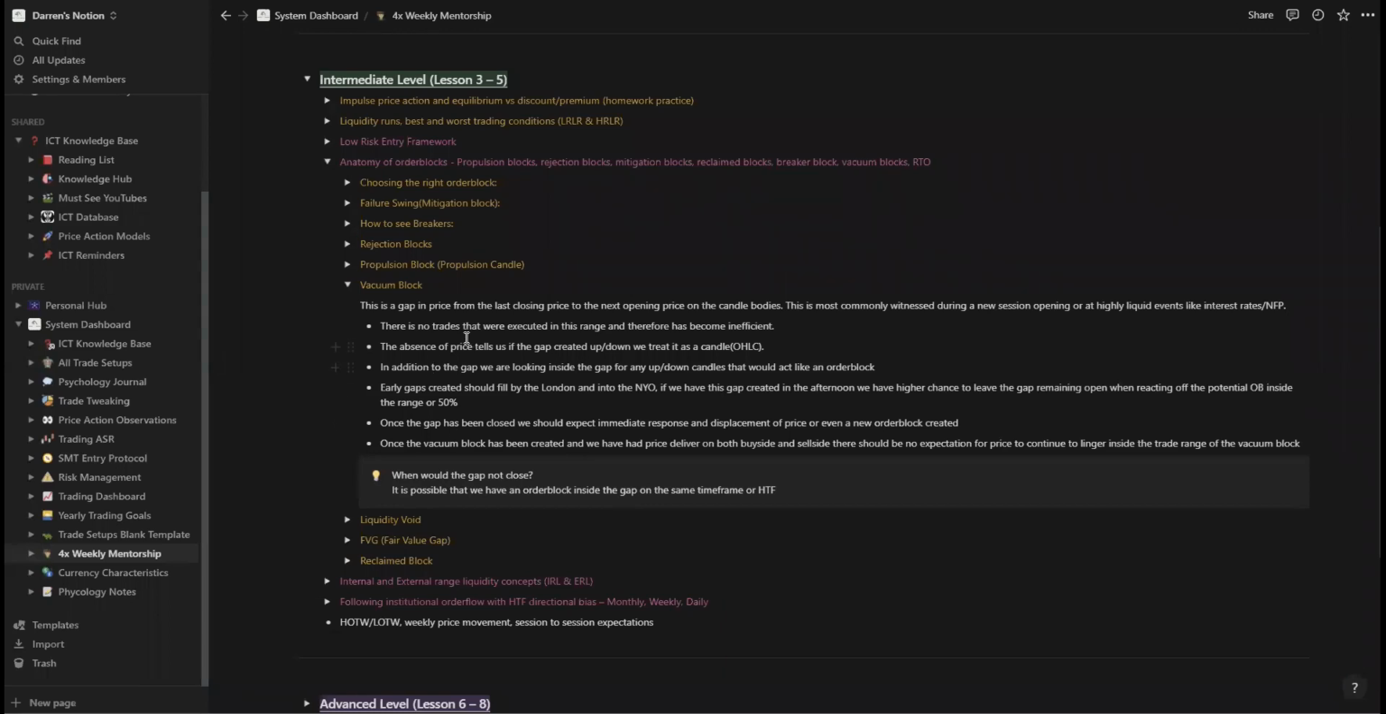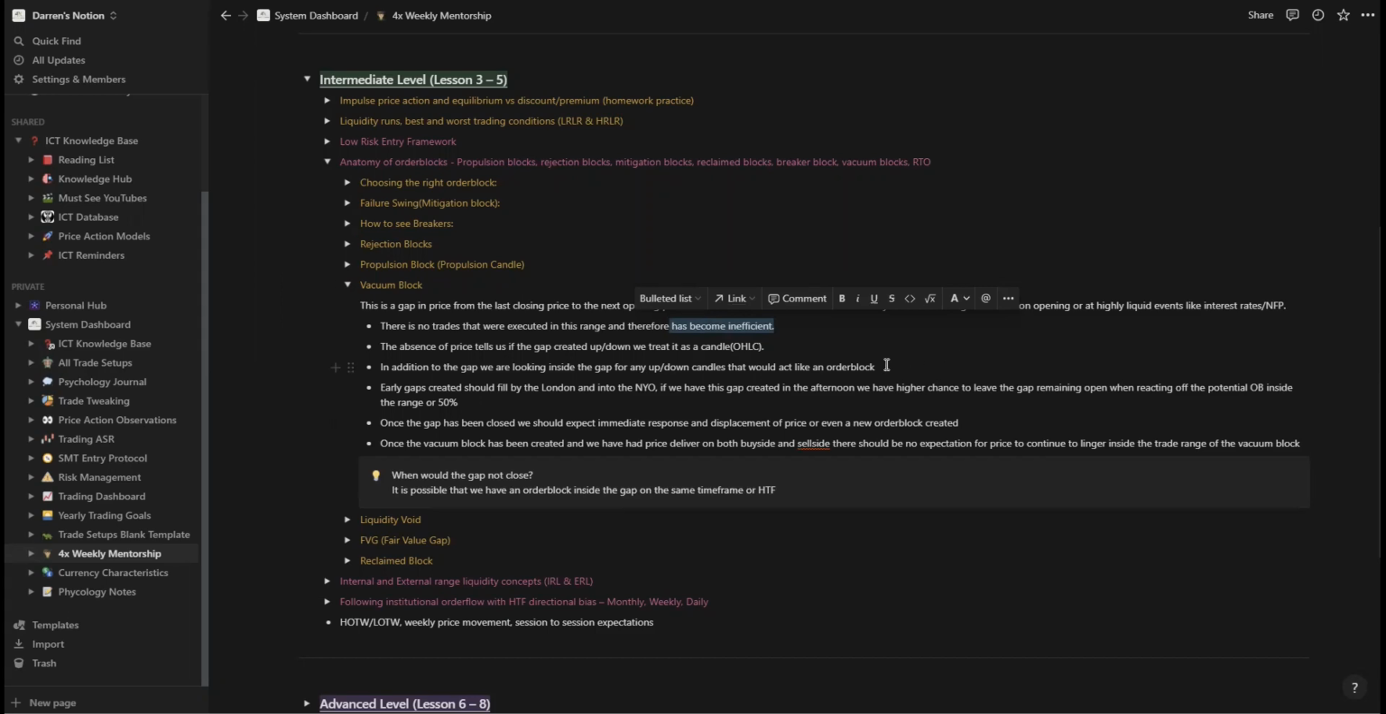But basically there were no trades executed in this range and therefore it has become inefficient. Just like a liquidity void, fair value gap, it's an inefficiency of missing volume of price, essentially. The absence of price tells us if the gap was created up or down, and then we treat it as the candle's open, high, low, and close. Same as what I just said. In addition to the gap, we are looking inside the gap for any up or down closed candles that would act like an order block.